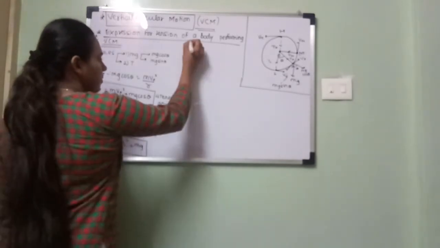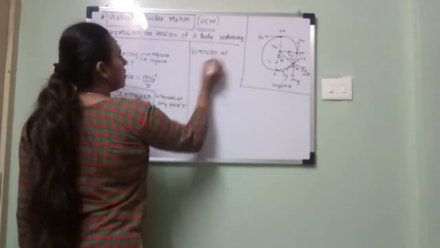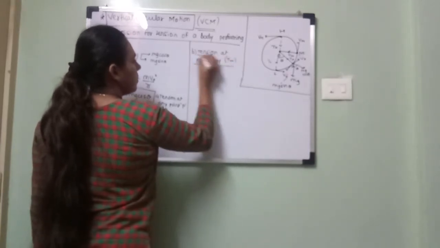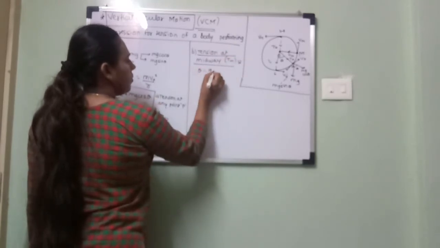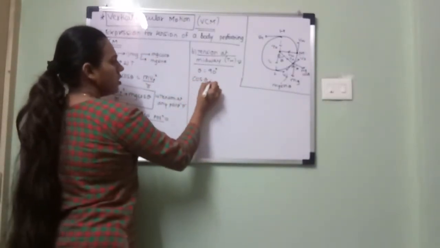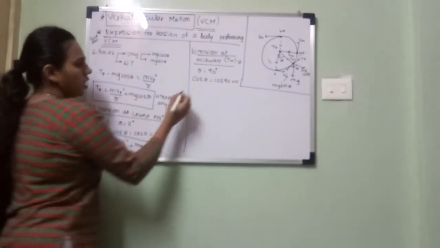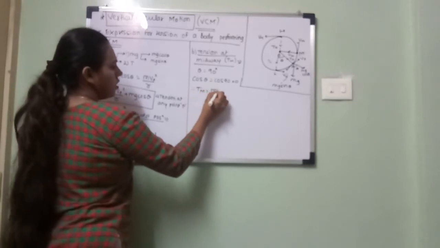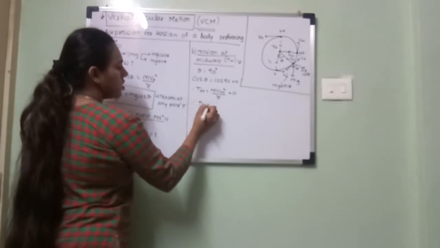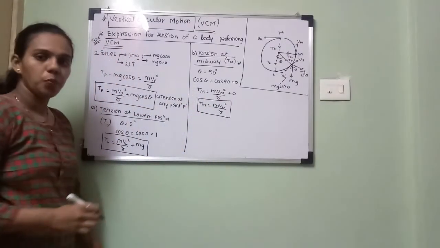It's very simple. Next, B part, tension at midway, which is denoted by Tm. What is the theta value at midway? At this point theta value is 90 degrees. So what is cos theta? Cos 90 is 0. Substitute over here. What will you get? Tm is equal to mvm square upon r plus 0. So therefore Tm is equal to mvm square upon r. So this is the tension at midway position.